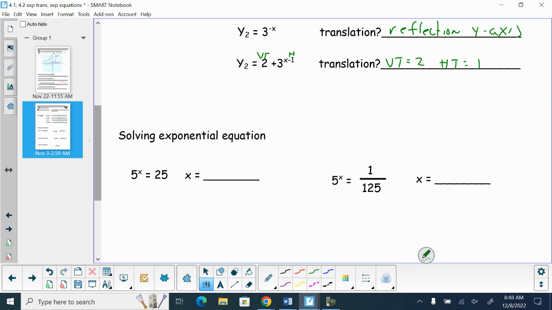Solving exponential equations. I have 5 to the x is equal to 25. Now, I'm hoping that you could say that x is going to be equal to what here? 5 to the what power is equal to 25? Nolan? The second power. So x would equal 2. But what we want to take a look at is a different mindset to be able to solve these equations.